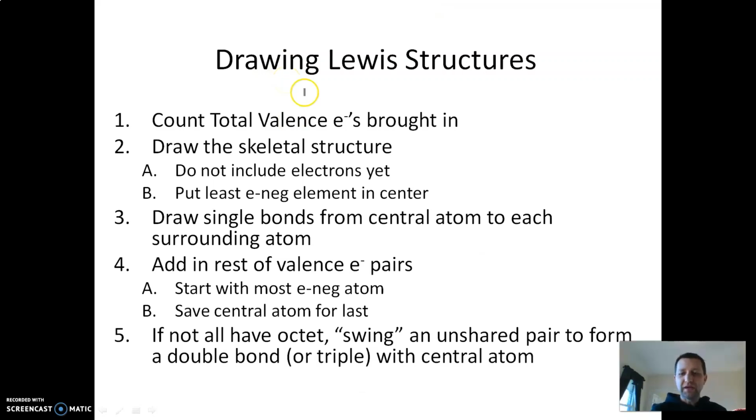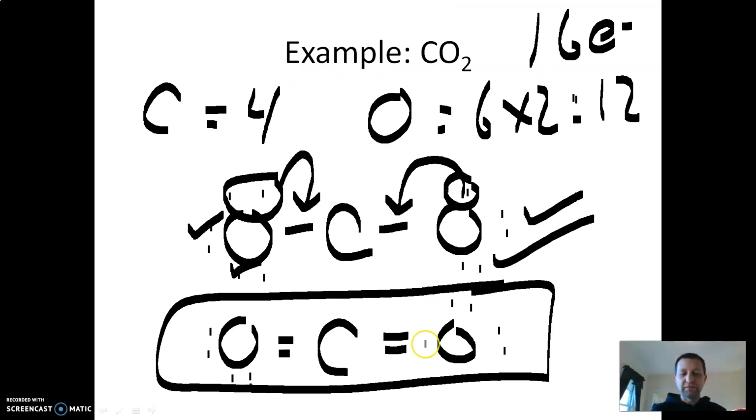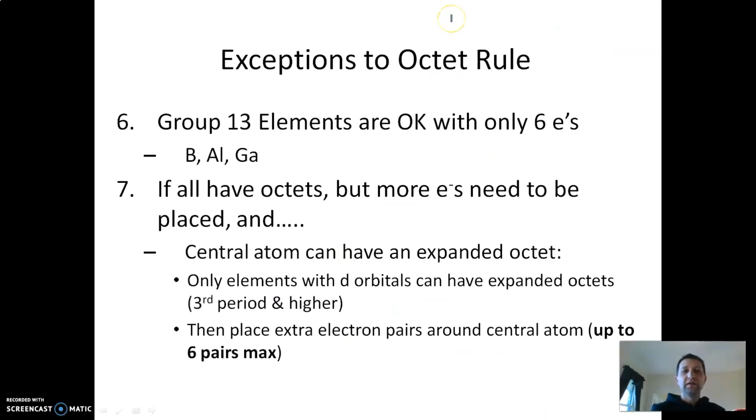Do not make double or triple bonds for the fun of it. You only do that when your central atom is electron deficient, you don't have an octet, and you can't use up any more electrons. We only have to have 16 total, and we have 16 here if you count them all up. There are exceptions to the octet rule, which are group 13 elements, like boron, aluminum, gallium, and you can make expanded octets as well, up to 6 pairs. We'll talk about that in a little bit.